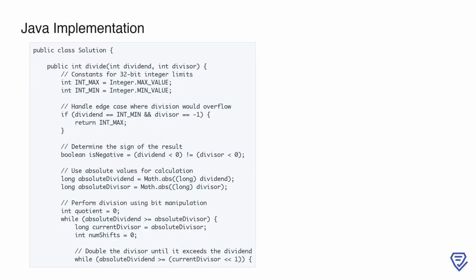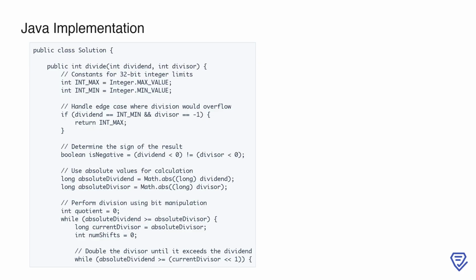In this Java implementation, we start by defining the solution class and the divide method. The method is designed to handle the division of two integers without using multiplication, division, or modulus operators. To ensure we stay within the limits of 32-bit integers, we define constants for the maximum and minimum integer values, int_max and int_min. An edge case is addressed early.